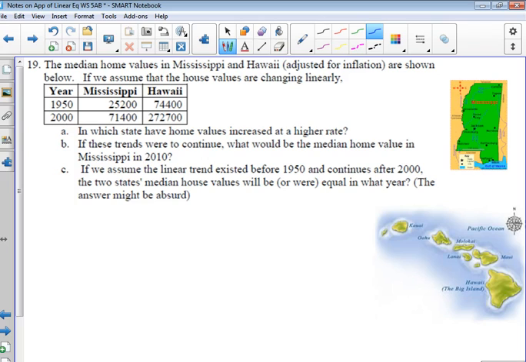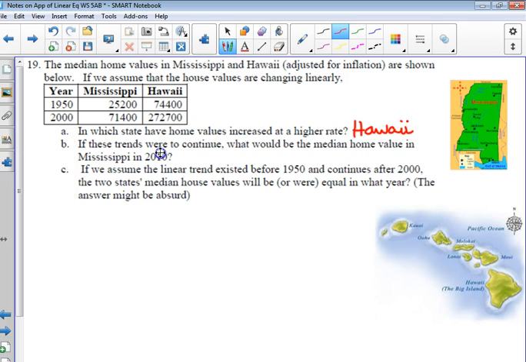What's your homework again? Finish 4 odds and do 6. Okay. All of 6. There's only 5 or 6 questions on 6. All right. Take a guess. In which state have home values increased at a higher rate? Mississippi or Hawaii? Hawaii.